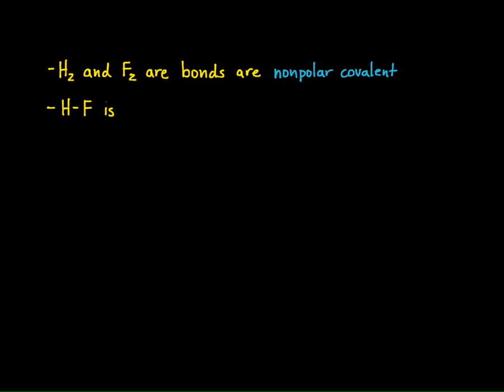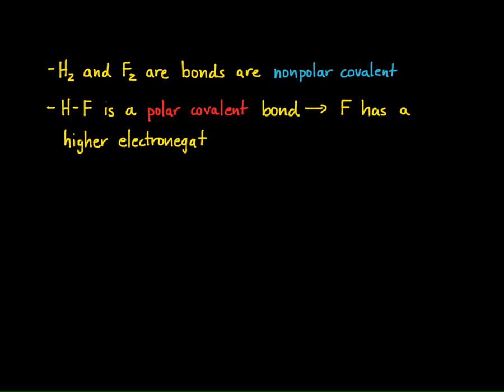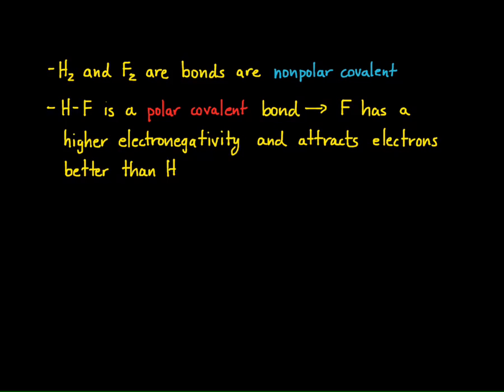If we think about hydrogen fluoride, it is a polar covalent bond. And the reason for this is because, as we learned in general chemistry, fluorine has a higher electronegativity than hydrogen, and it attracts the electrons better than hydrogen can. So we say that more electron density resides on the fluorine than does on the hydrogen.